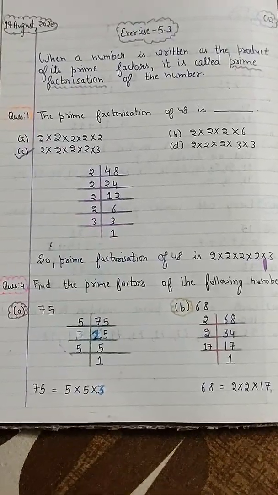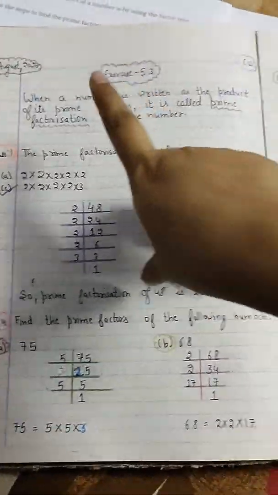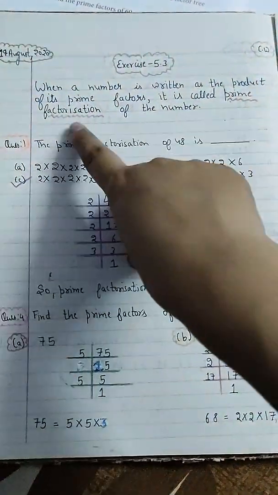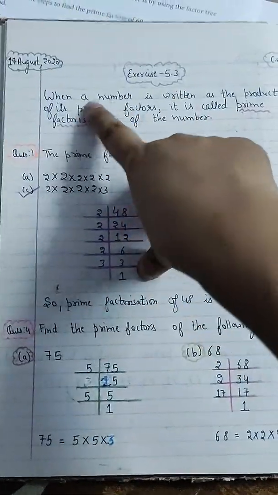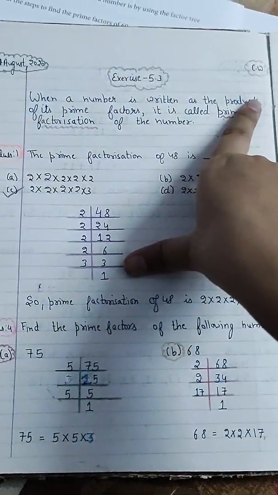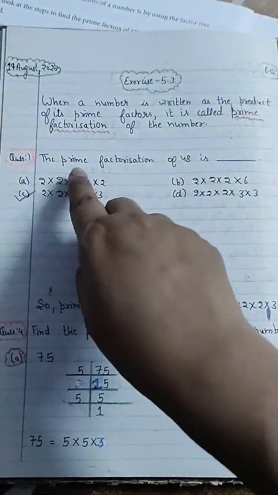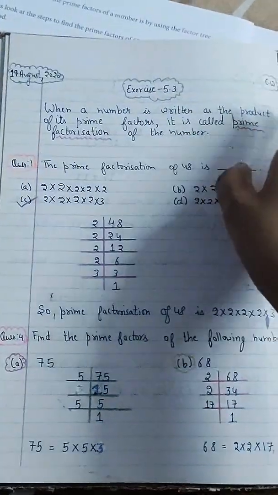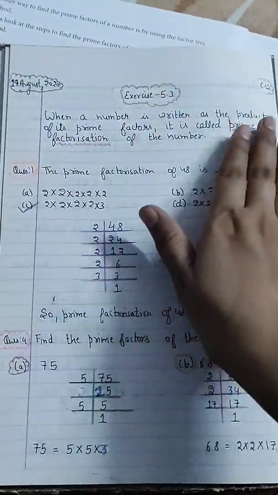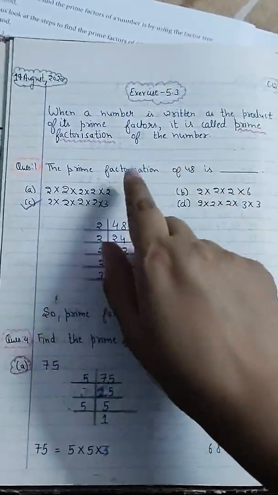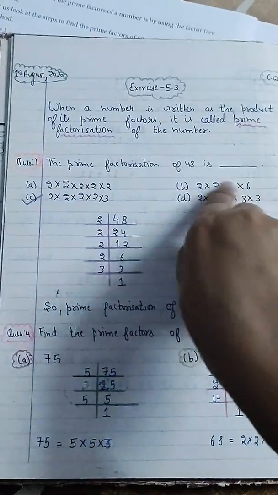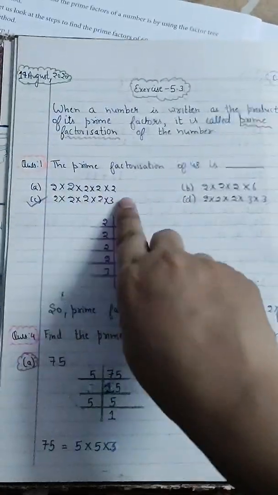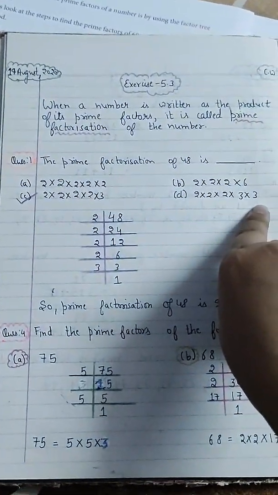Firstly, we have to keep in mind that we will be doing prime factorization. When any number is written as the product of prime factors, it is called the prime factorization of the number. Now what do you mean by product? Product means multiplication. So when we write the product of prime factors, we do the prime factorization of a number. For example, as you can see here, these are all the prime factorizations of different numbers.